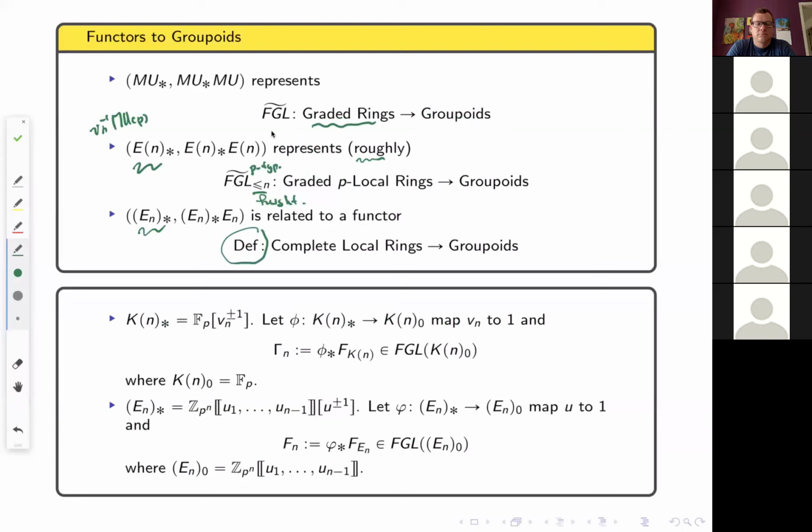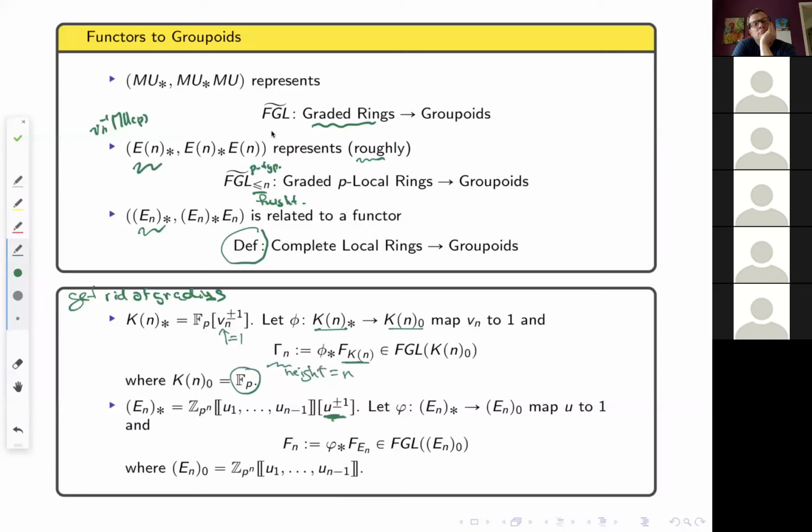Before I jump into who E_n is, I need to get rid of gradings. That's just because this next story works better. Remember, E_n is periodic. It's got this u. You can move everything from any degree back to degree 0 using u. So we're just going to focus on the degree 0 part. So we've got a map from K_n star to K_n 0. You just take v_n here and you make it equal to 1. So the image of the formal group law for K_n over this gives you a formal group law Gamma_n, which has height equal to n, and it's defined over F_p.